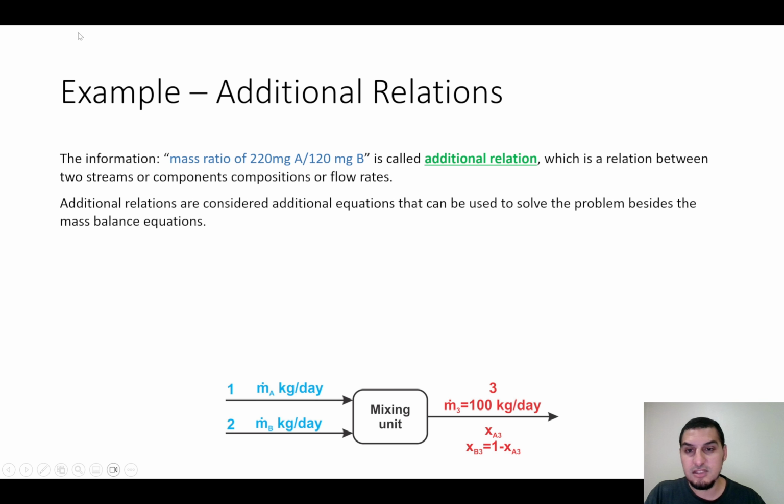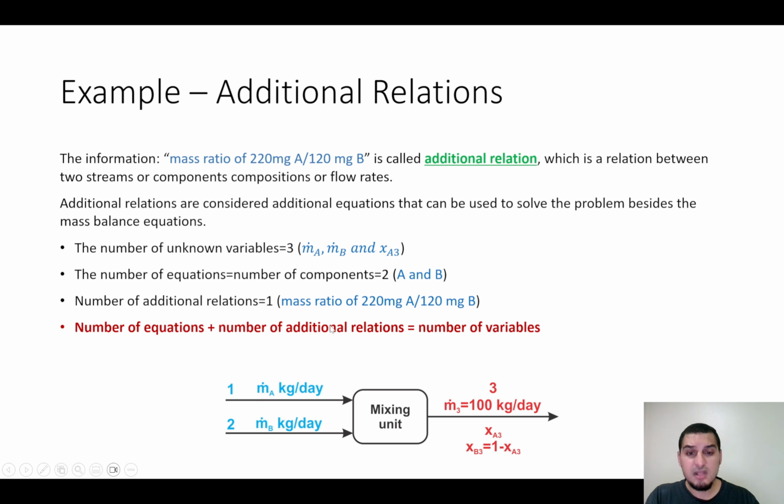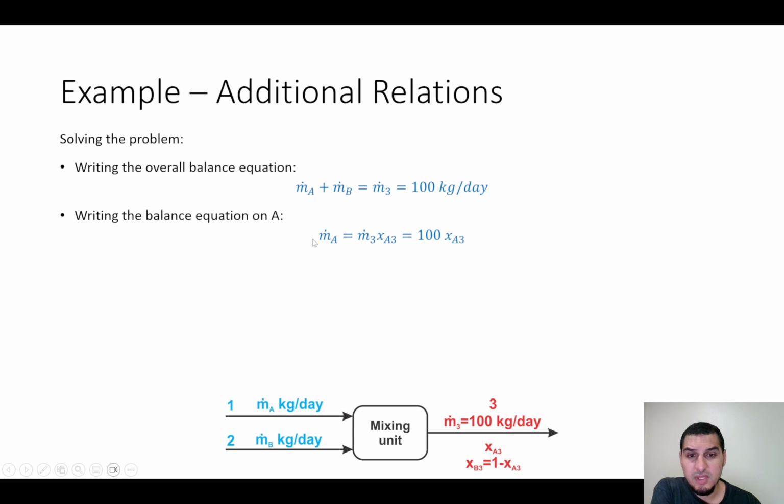So in this case, we have a relation between mass of A and mass of B, which is MA dot and MB dot. We have three variables, 2 equations, and one relation. So the number of equations plus the number of relations equals the number of variables, and then we can solve the problem. The translation of this: we have the mass balance, MA plus MB, and we have the balance of A, that A in stream 1 equals A in stream 3, because you don't have A here. The same is true for B, but that is going to be a dependent equation, so we're not using it.